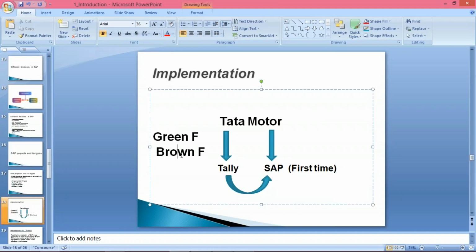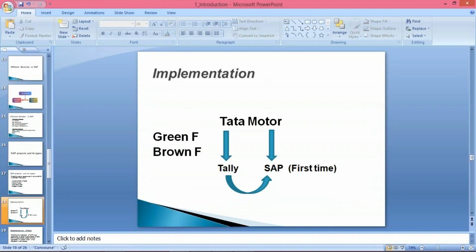First of all, I'll explain, guys. Okay, brownfield implementation means, let's suppose Tata Motor is using this Tally. From Tally, what is happening? Tally is going to be replaced by SAP. Okay, Tally is going to be replaced by SAP. So here it means some existing ERPs are there. Wherever the existing ERPs are there, those projects are called brownfield implementation. Brownfield means one existing ERP is already there. We have to replace that ERP with SAP.